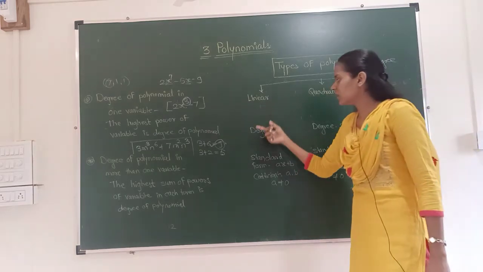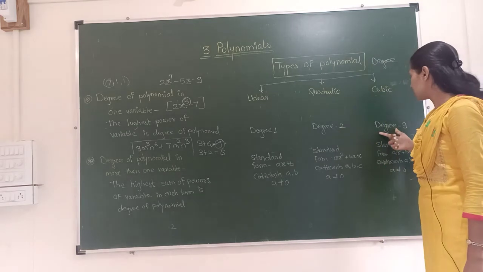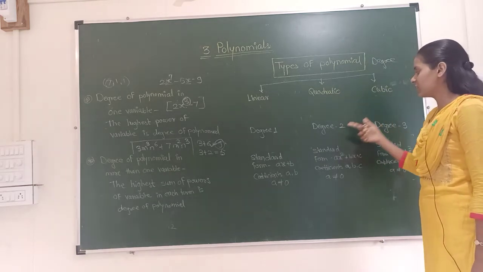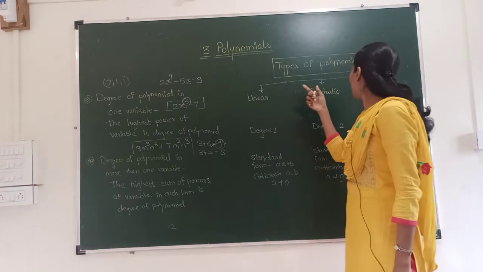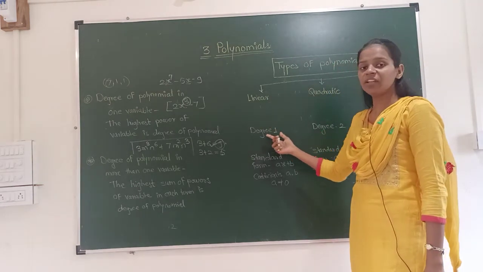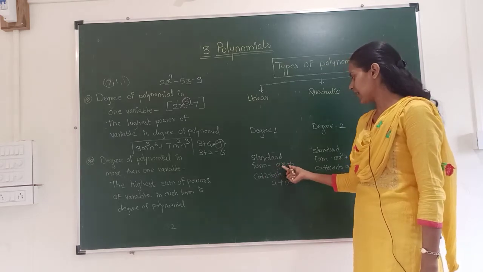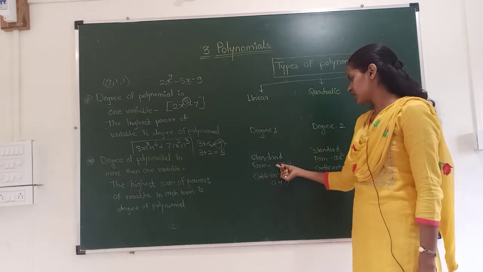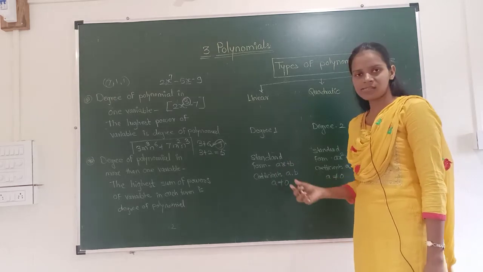Okay, linear has degree 1, quadratic degree is 2 and cubic degree is 3. See, a linear polynomial has degree 1. The standard form of a linear polynomial is ax plus b, where the coefficients are a and b, and a cannot be equal to zero. a is a non-zero number.